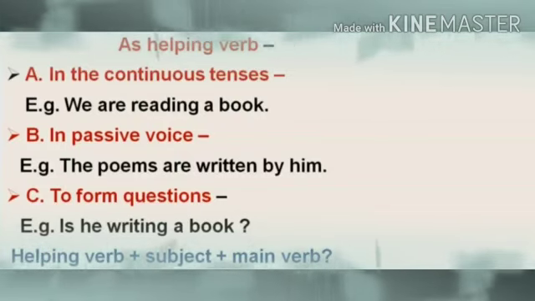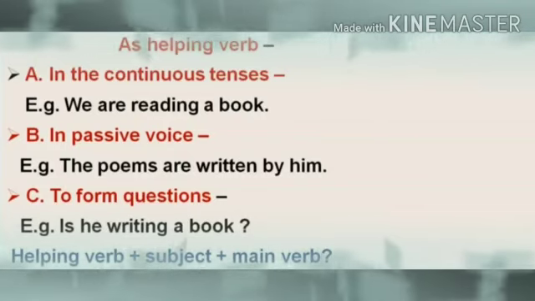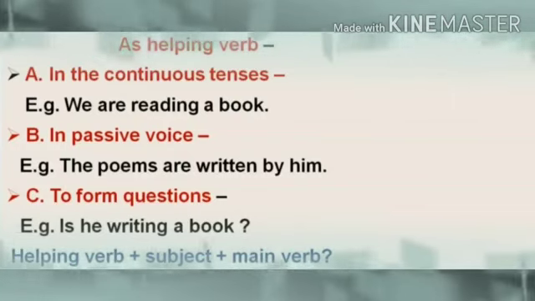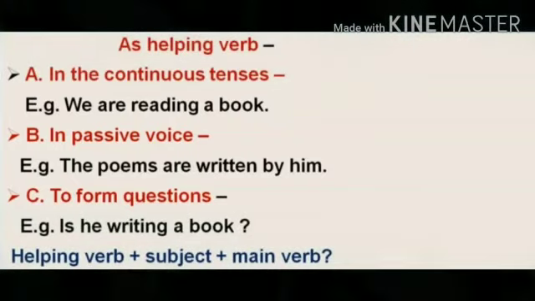In the continuous tenses, like, we are reading a book. In passive voices, like, the poems are written by him. These are also used to form questions with the syntax helping verb plus subject plus main verb. Like the example, is he writing a book?